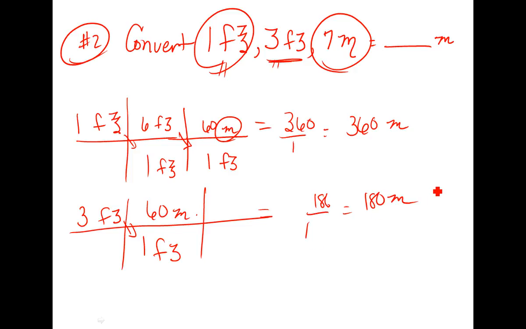Okay, so all we do now is we add up our minims and we're going to add 7 to it. So 360 plus 180 plus 7. If you add those up, it should equal 547 minims.